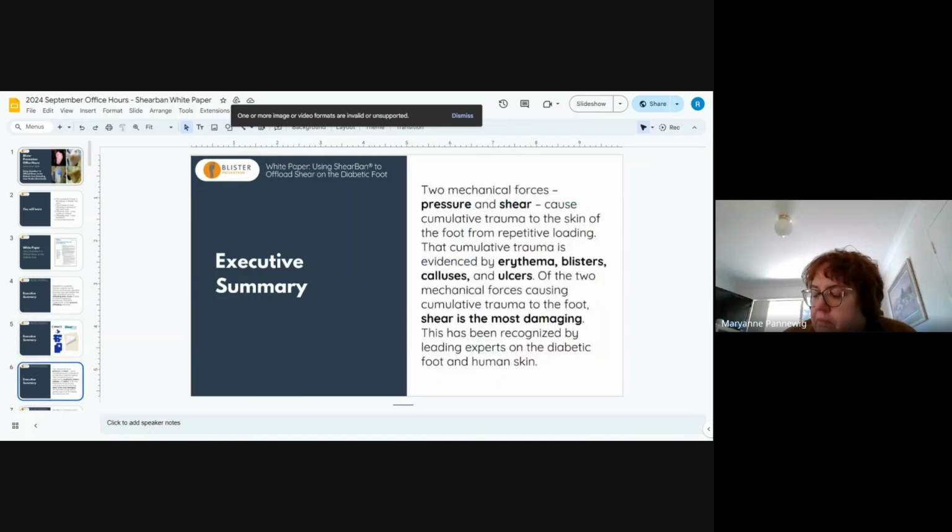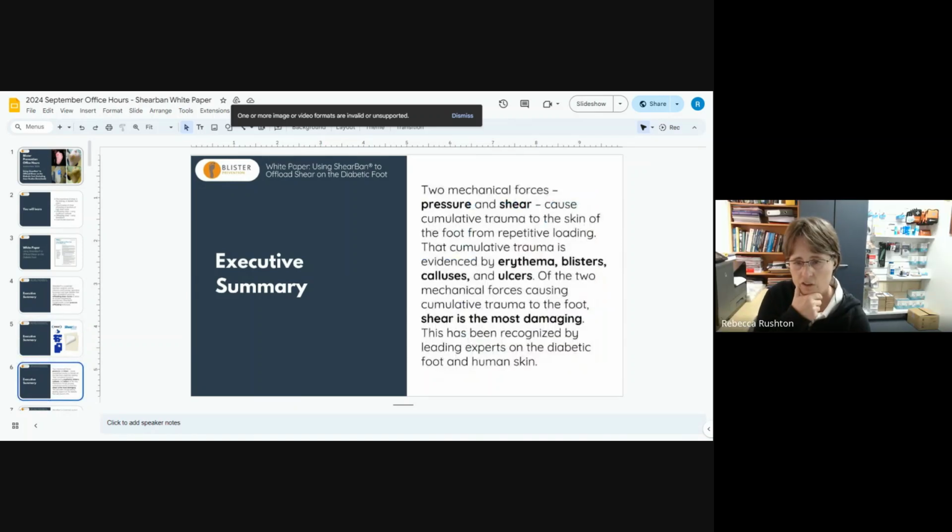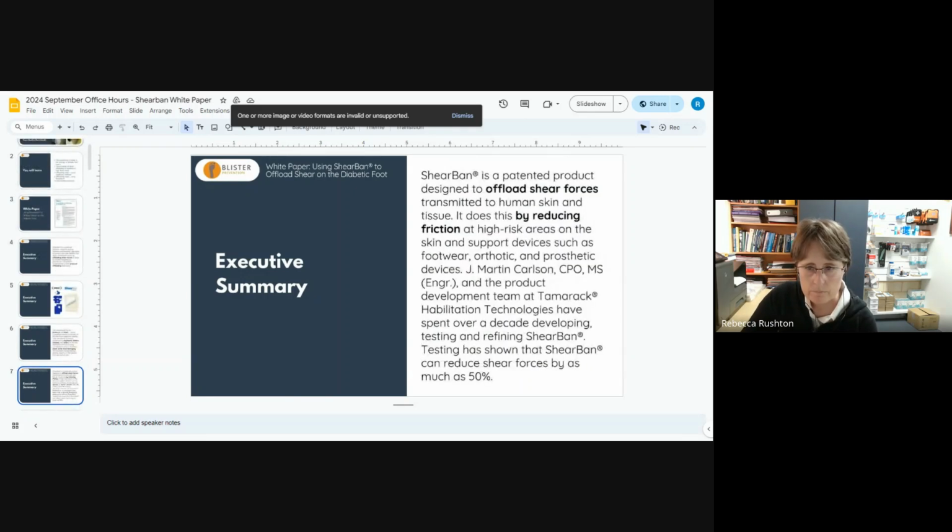Two mechanical forces, pressure and shear, cause cumulative trauma to the skin of the foot from repetitive loading. That cumulative trauma is evidenced by erythema, blisters, calluses, and ulcers. Of the two mechanical forces causing cumulative trauma to the foot, shear is the most damaging. This has been recognised by leading experts on the diabetic foot and human skin.